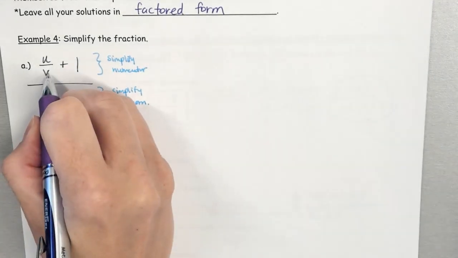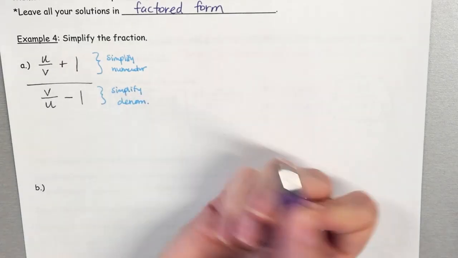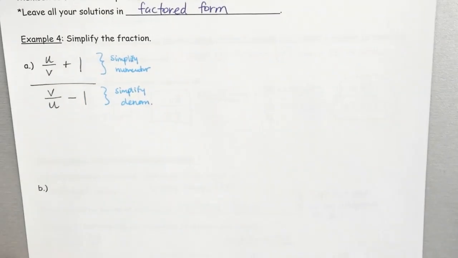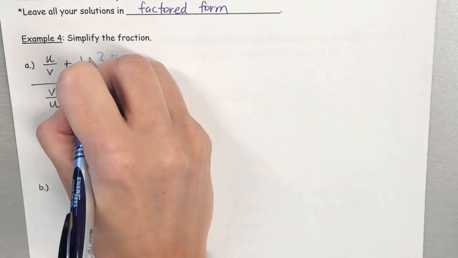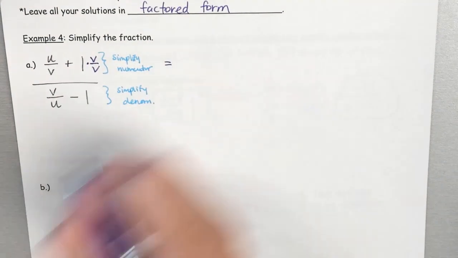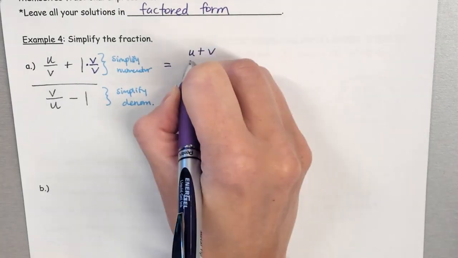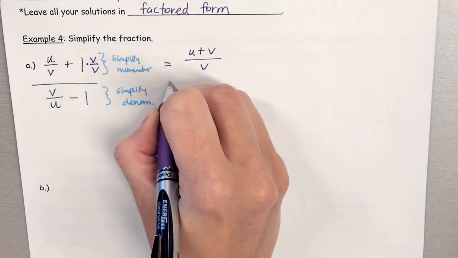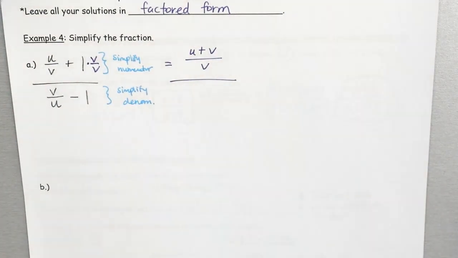Okay, so if you have the v on the bottom, the LCD on the top is going to be v. So we would multiply the 1 by v over v. So we'd have u plus v divided by v. Is that too fast or is that okay?